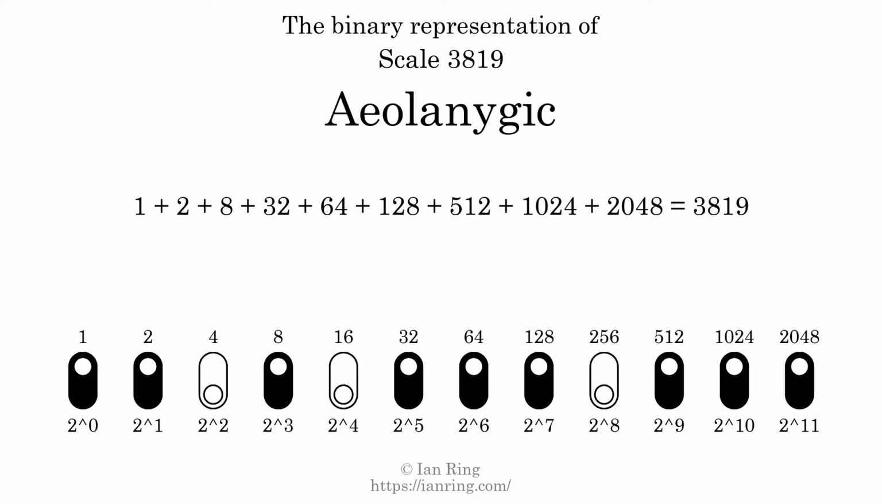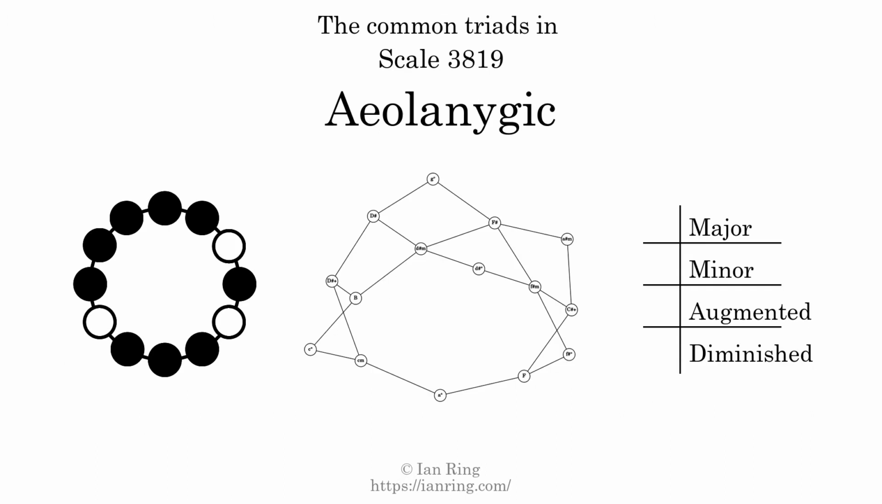The scale number not only enumerates the scale with a unique index, but it also literally describes the tonal content of the scale. Represented as a binary number in base 2, the scale number is 111011101011. Here are the common triads present in this scale. The diagram in the center is a graph of parsimonious voice leading between triads.